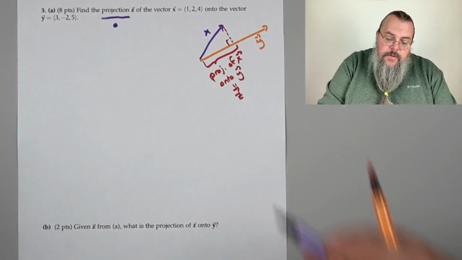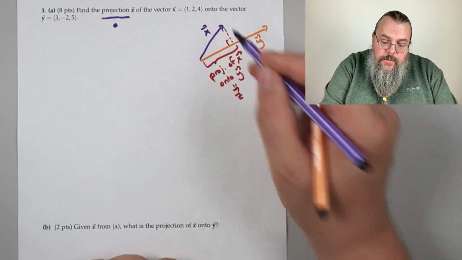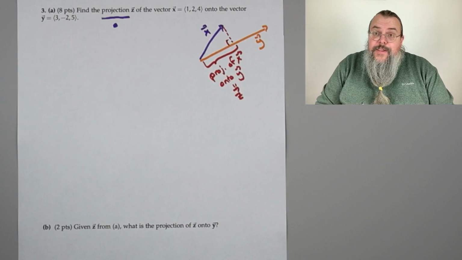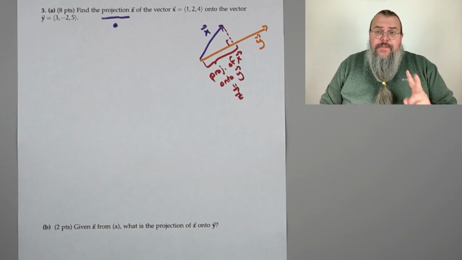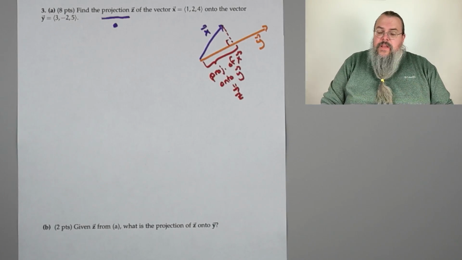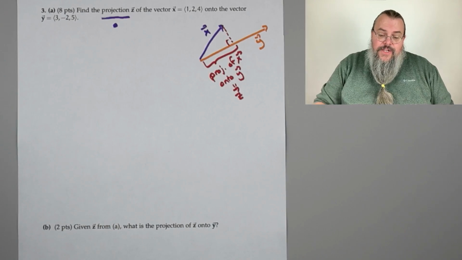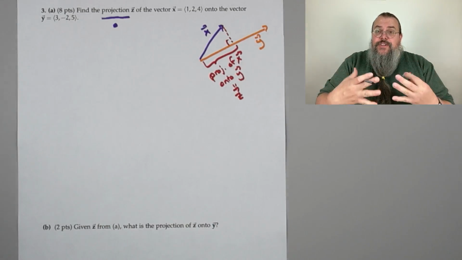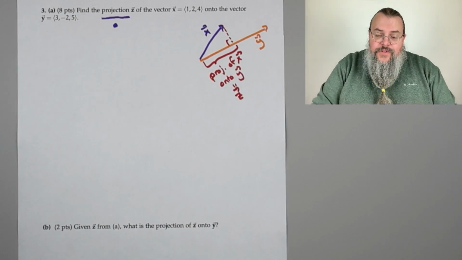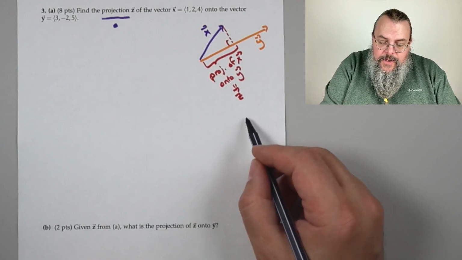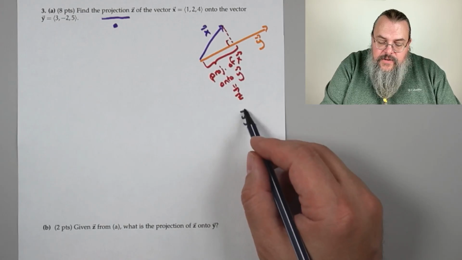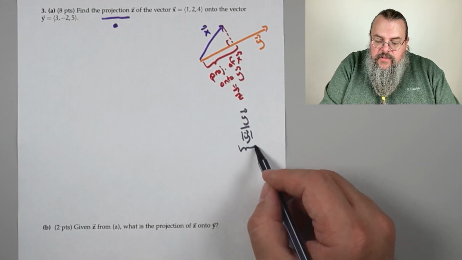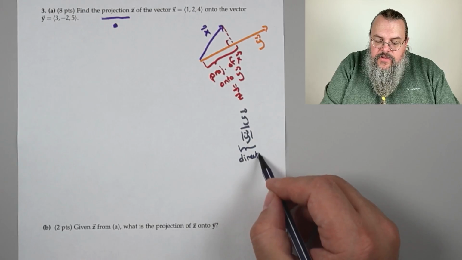Now, what do we need? We need to know the direction and the length, because that's what every vector has. Every vector has two things, direction and length. Now, the good news is we know the direction. It has to point in the same direction as y. That's what projection is about, saying how much of it is pointing in this direction? So you can take the vector y and divide it by the magnitude of y, and this is direction. We like to use unit vectors for direction.